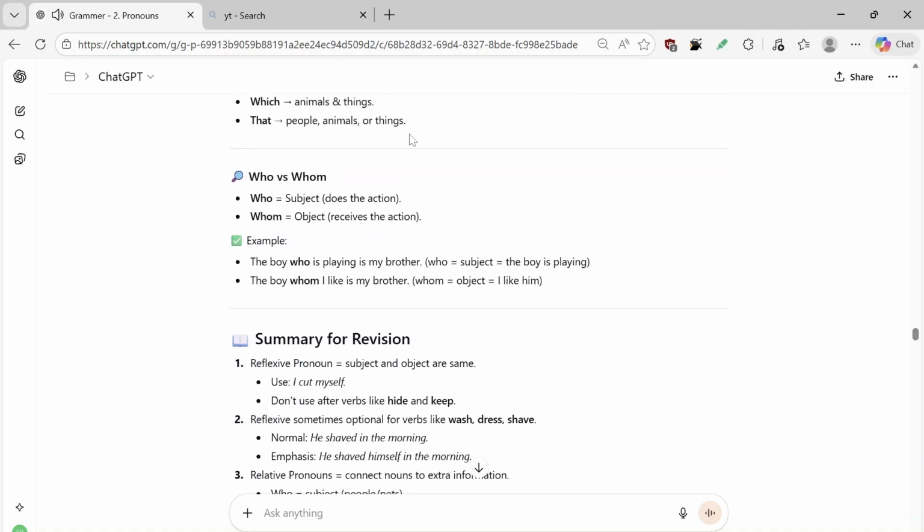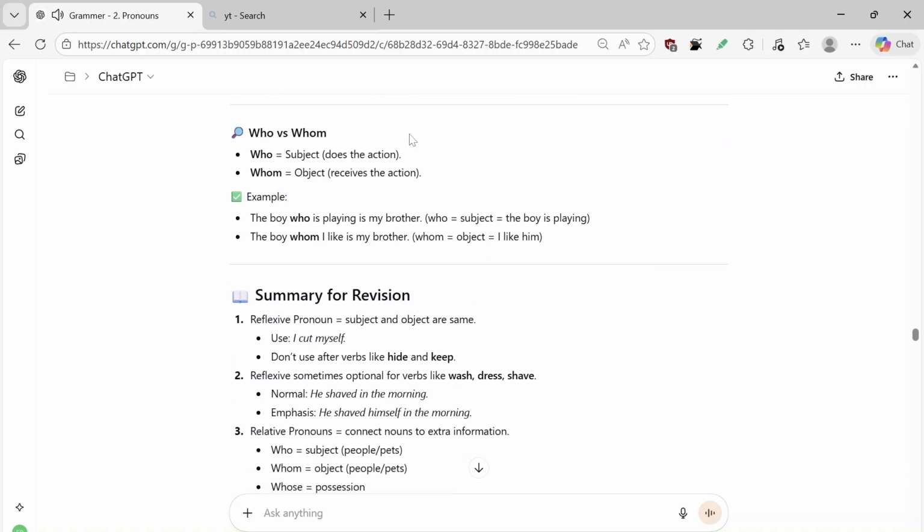Who versus whom. Who equals subject, does the action. Whom equals object, receives the action. Example: the boy who is playing is my brother. Who equals subject, the boy is playing. The boy whom I like is my brother. Whom equals object, I like him.